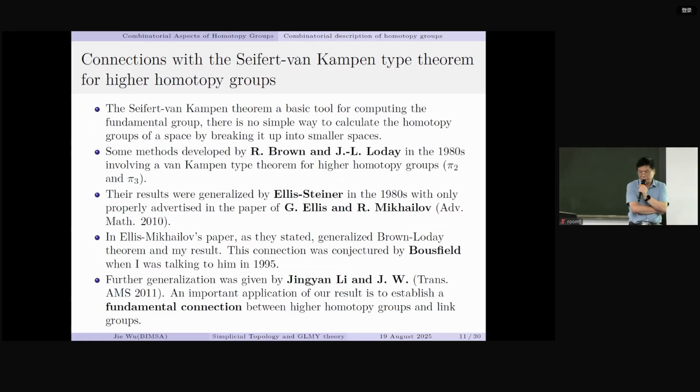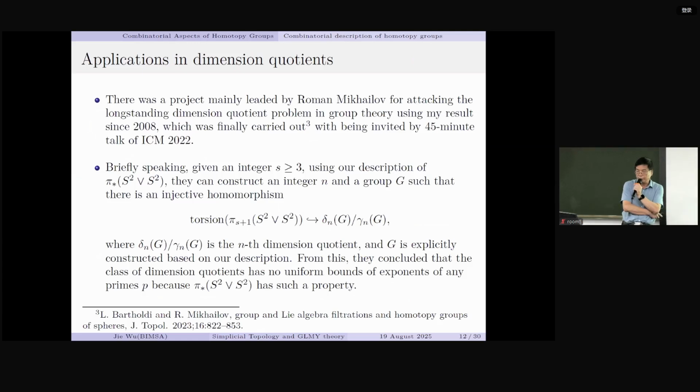And I should mention that the connection between my result and these Ellis-Steiner or Brown-Loday results was expected by Bousfield when I was talking to him in 1995. And this work can be generalized later to look at the homotopy colimit of cubical diagrams. So that's the report for the Van Kampen type theorem.